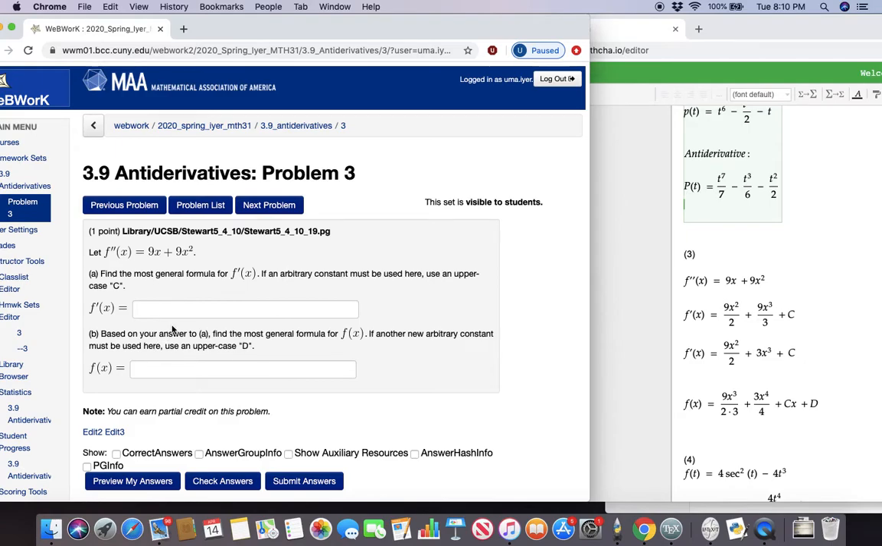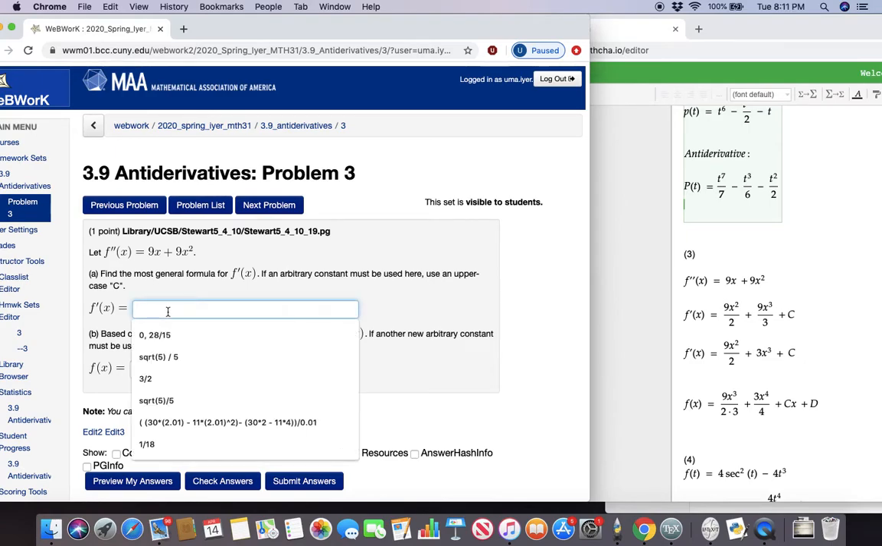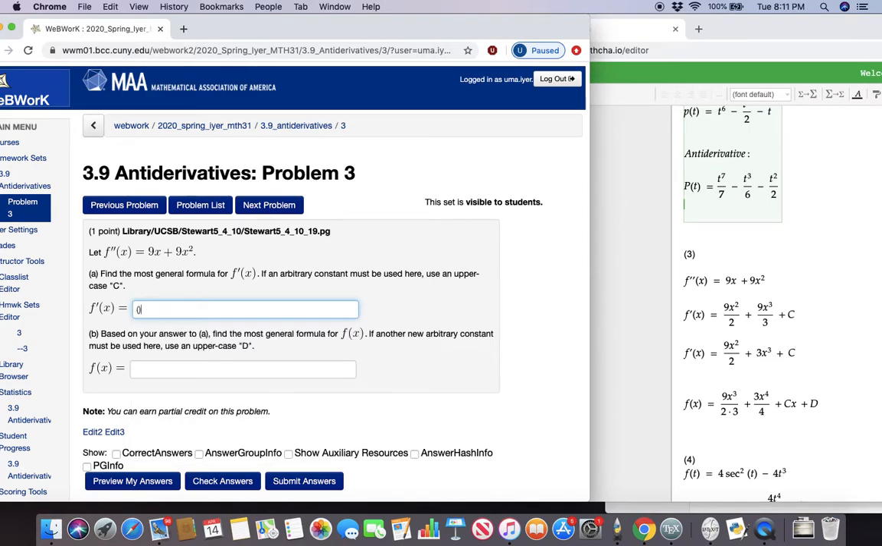Let's write that down. It is first a fraction, then plus 3x to the power 3 plus capital C. So the fraction is 9x to the power 2 over 2.